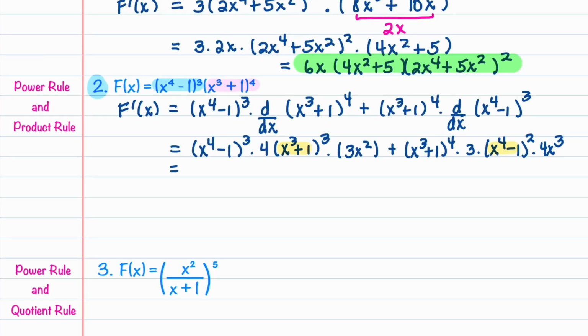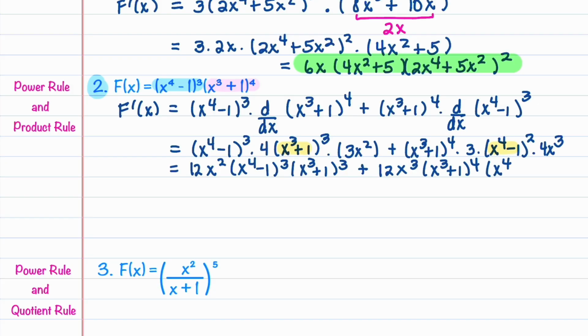Our first term is 4 times 3, so that's 12. We have an x squared, and then we have an x to the 4th minus 1 cubed, and an x cubed plus 1 cubed. And then for our second term, we also have a 4 times a 3, so we have 12, and we have x cubed, and then we have an x cubed plus 1 to the 4th, and then x to the 4th minus 1 squared.